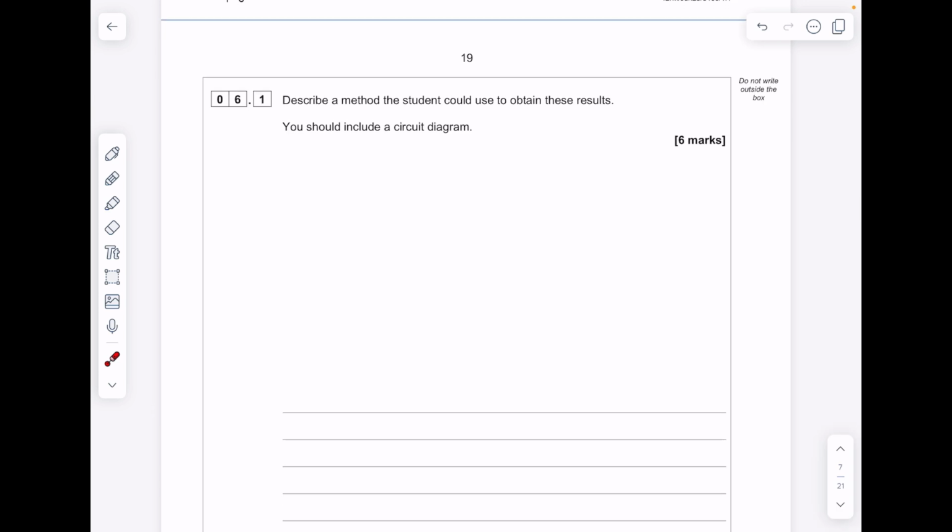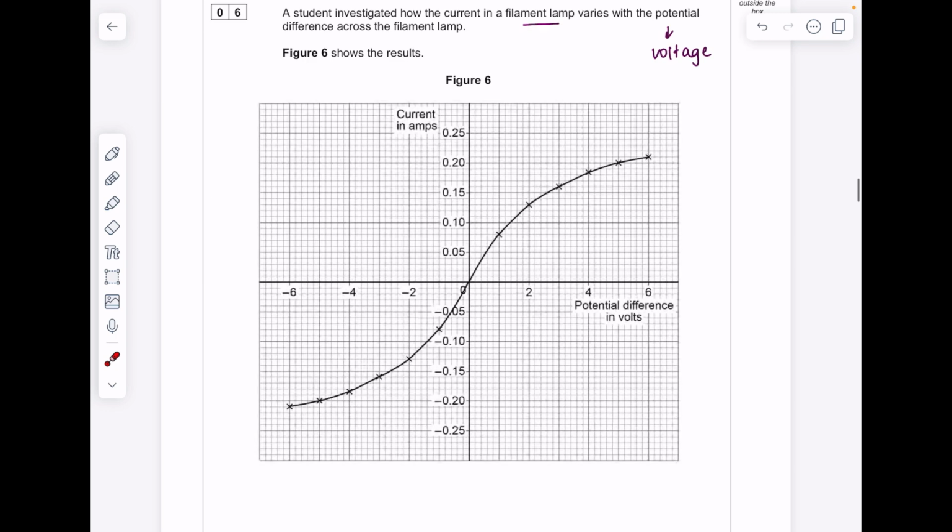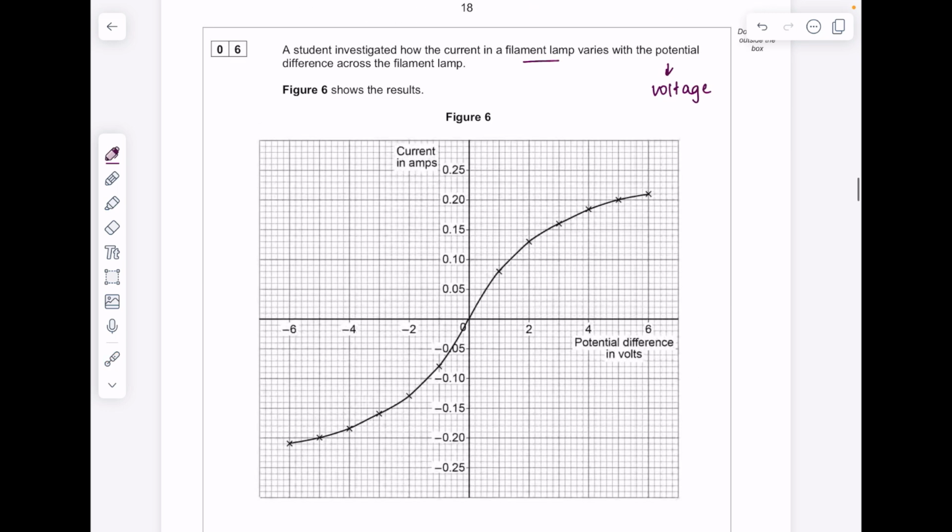Describe a method the student could use to obtain these results. You should include a circuit diagram. So have a look closely at what we have. We need a filament lamp, which, remember, this is the symbol of. We need a voltmeter in order to measure the potential difference. We need an ammeter to measure the current.